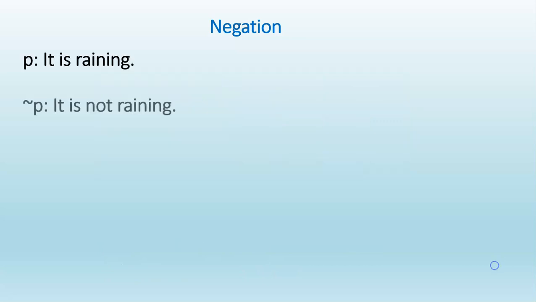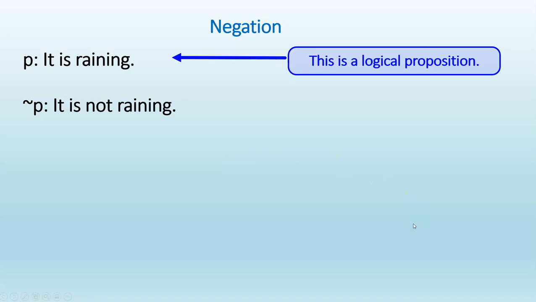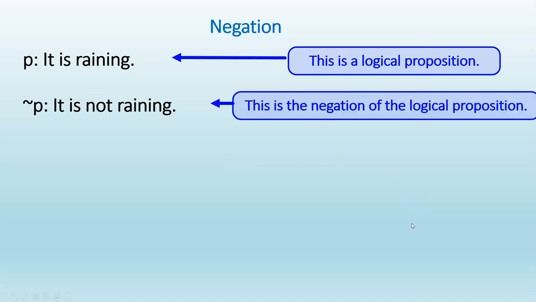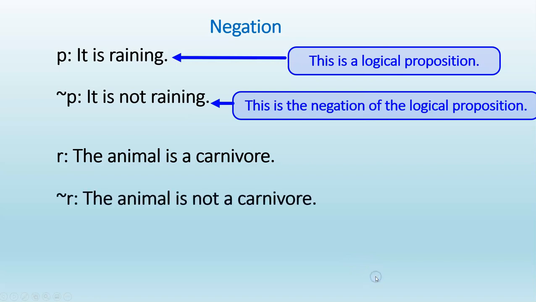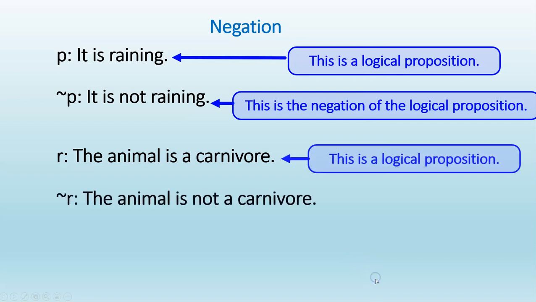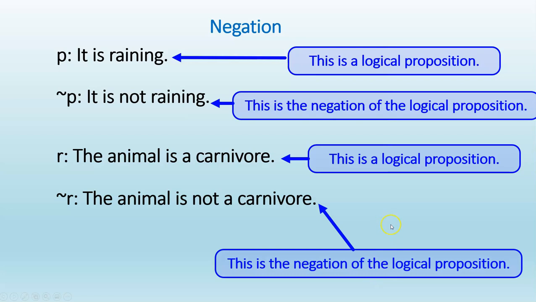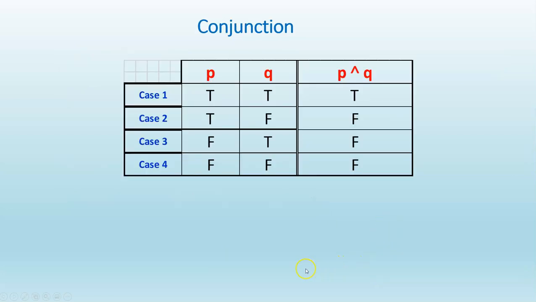Okay, I don't want to belabor it, but here's an example. It is raining. It is not raining. And by the way, the symbol that we use here, the tilde, can also be another symbol I'll show you later. This is a logical proposition, and that's the negation of that proposition. Simple enough. Okay. Now, here's another example. The animal is a carnivore. The animal is not a carnivore. Simple enough. Again, negation, one of the compound sentences.